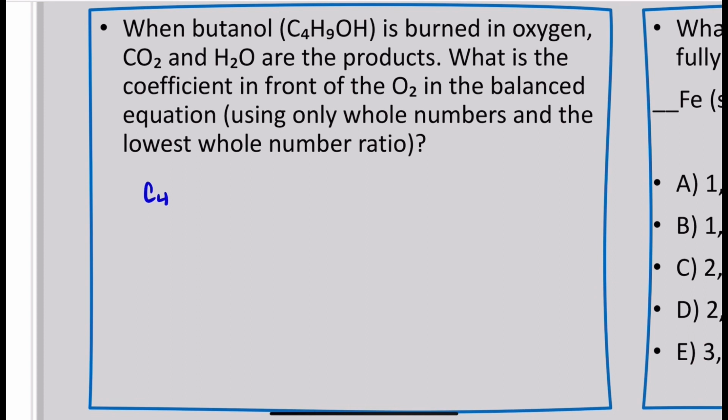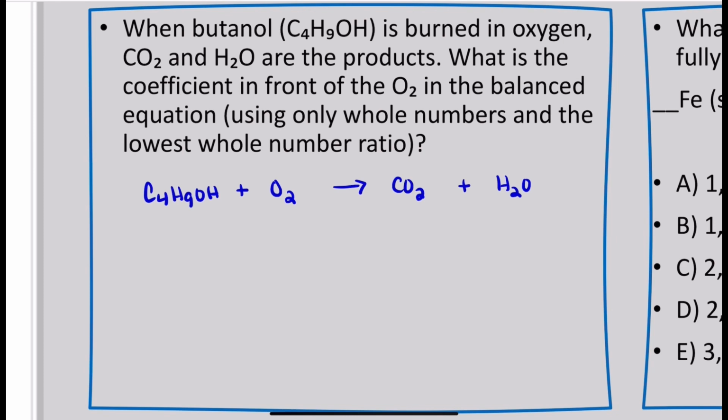So I've got C4H9OH. Burned in oxygen. That means O2. Remember, oxygen is one of your diatomics. Gives me CO2 and water. It's not giving me an idea yet what my phases are. And we'll deal with that when we do the next module, when we actually work some stuff in class, focusing more on that. But if you know what they are, great. If you don't, okay.